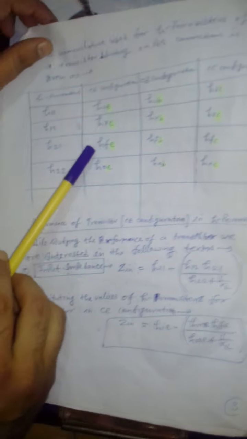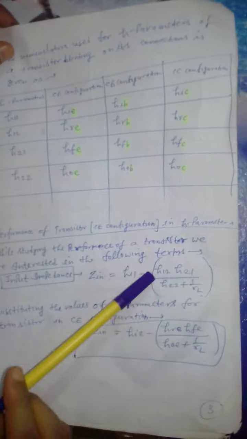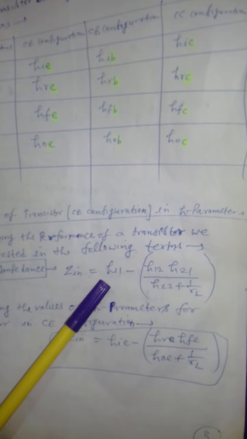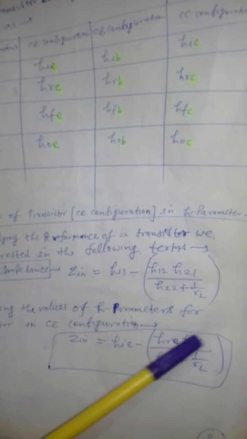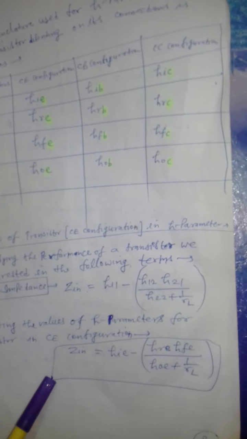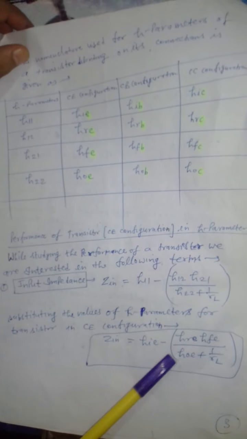H12 for common emitter I told you is Hre, and what is H21? H21 is Hfe for common emitter. And what is H22? H22 is Hoe. So put these values: H12 is Hre, H21 is Hfe divided by Hoe plus 1 by RL, and H11 is the input impedance shown by Hie. So this becomes the formula. We are not going into the derivation. Obviously you can derive this formula. So Zi is equal to Hie minus Hre Hfe divided by Hoe plus 1 by RL.